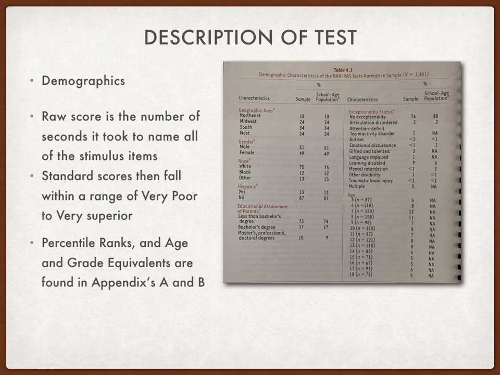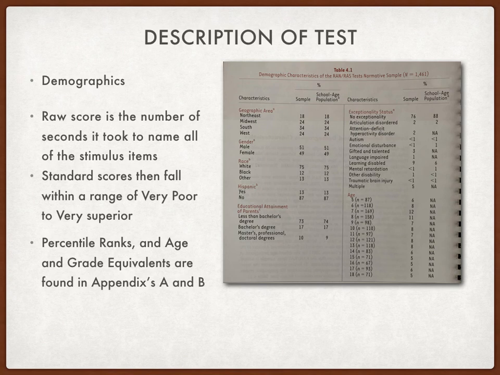The demographics for the RAS are set to the right there in that picture. When scoring the test, the raw score is the number of seconds it took a student to name all of the stimulus items. Standard scores provide the clearest indication of an examinee's performance.